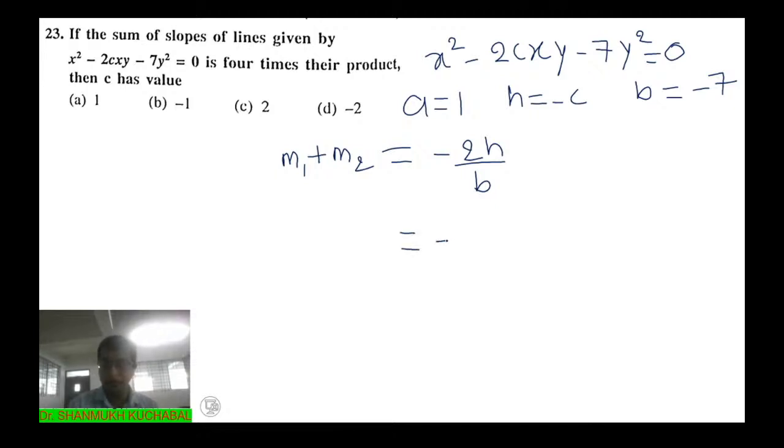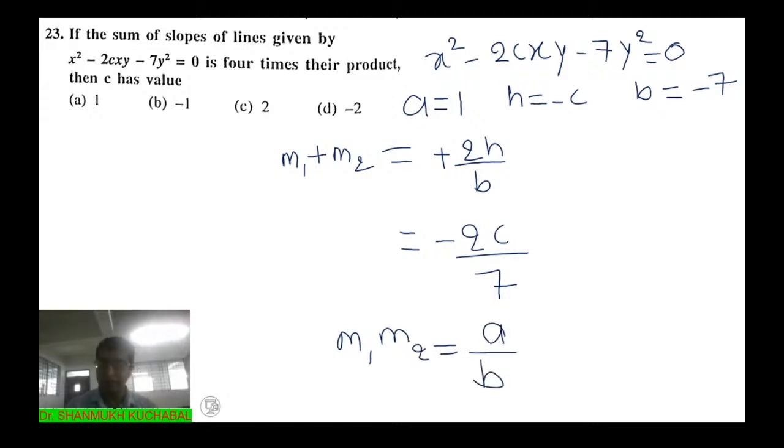So in this equation, h equal to minus c, yes, minus c we get it, b equal to 7. Okay, here it must be a plus. Further we'll write the product of slopes m1 into m2 equal to a divided by b. A equal to 1 in this example, b equal to minus 7. We substitute, we get m1 multiplied by m2 equal to minus 1 divided by 7.